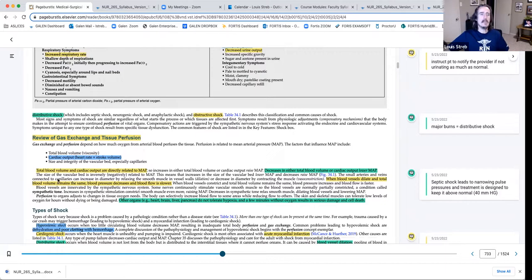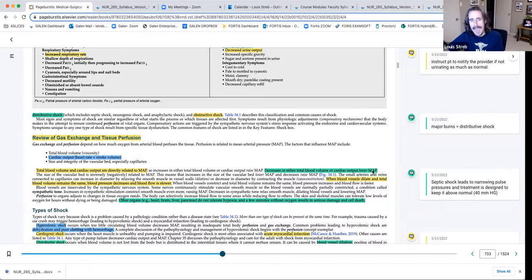All right. So total body volume and cardiac output is directly related to MAP. Your test is not going to get this in depth, I don't believe, ever. But it helps you understand that when you have a decrease in total blood volume or cardiac output, you have a lower MAP. And what is a MAP?